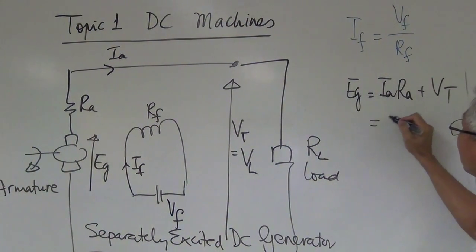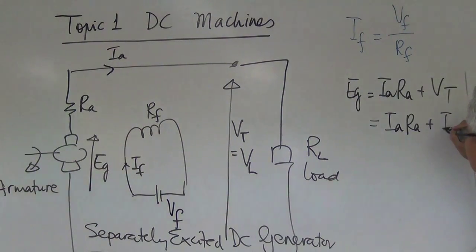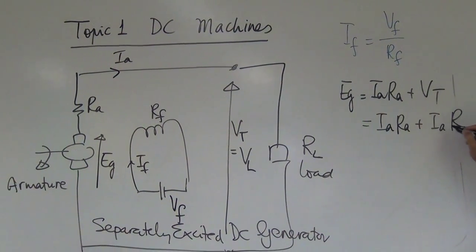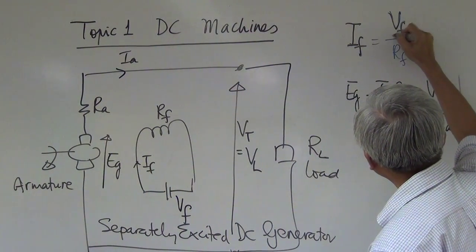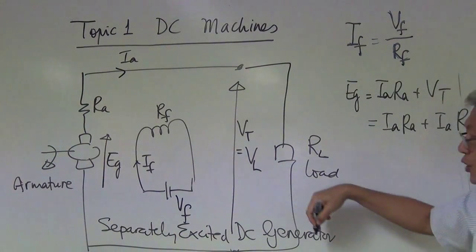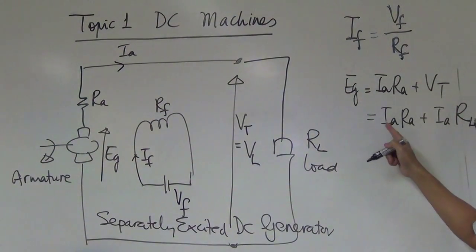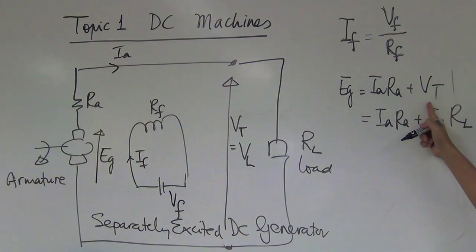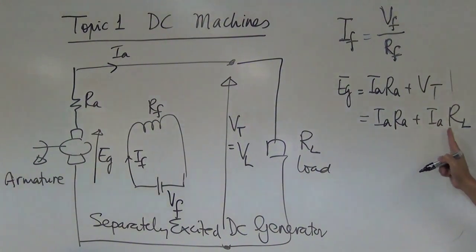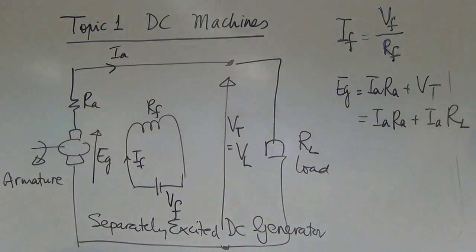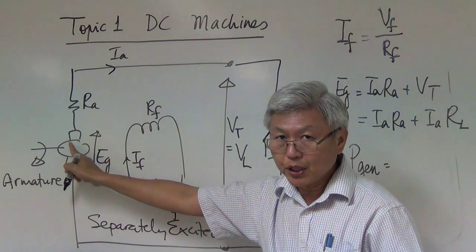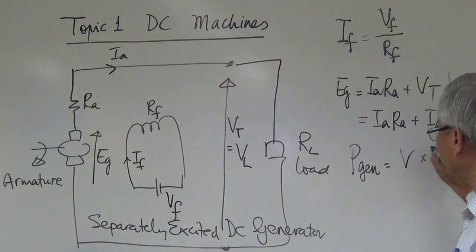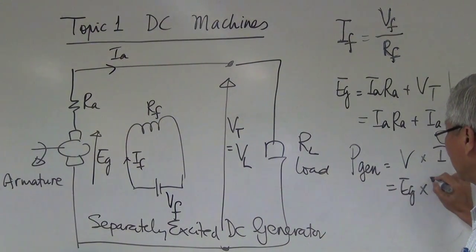Now, if I were to write my terminal voltage as I times R, which I? IA. Which R? RL. So we have two equations. IF equal to VF over RF. Kirchhoff's voltage law for the outer circuit, EG equal to IARA plus terminal voltage. Terminal voltage can also be represented by IARL. Now, what is the power generated? The power generated, if you use the formula V times I, the V is EG, times IA.